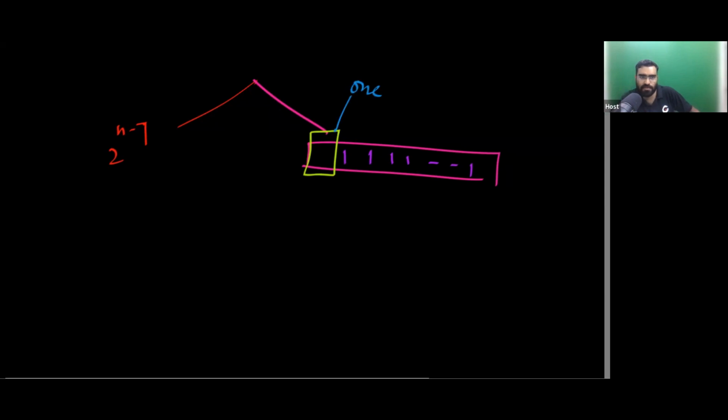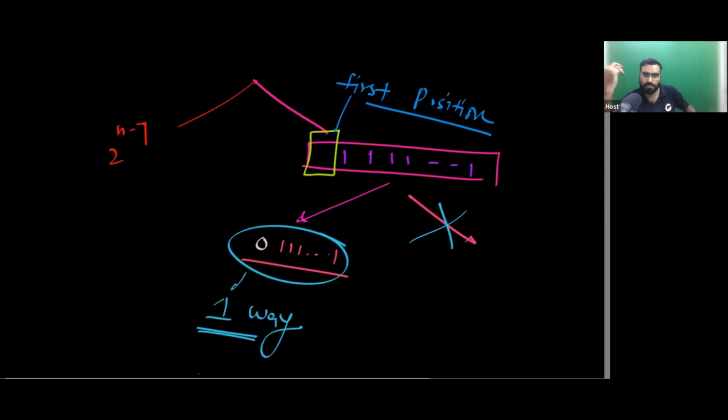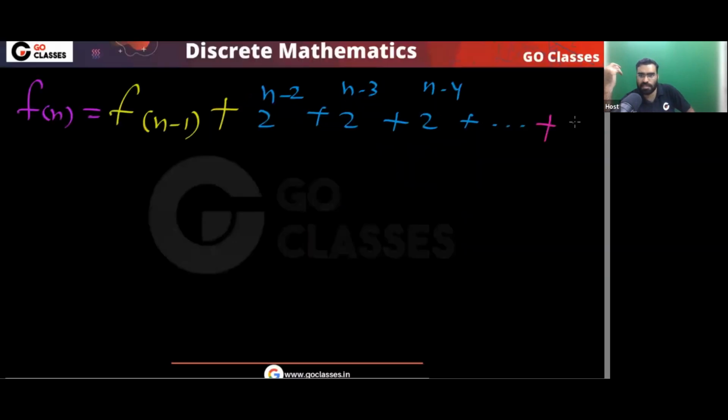Only the first position is remaining. In this situation, you will stop and you will simply say that yes, 0 must come. All the remaining are ones, and there will be nothing here. Please tell me, did you understand? So ultimately, you will stop at 1. There is only one way. So this recursion will stop at 1.